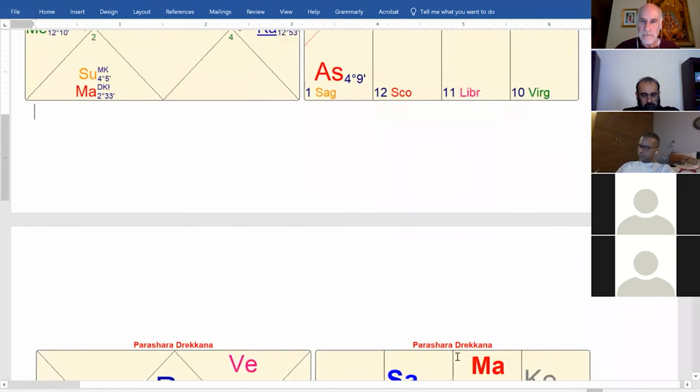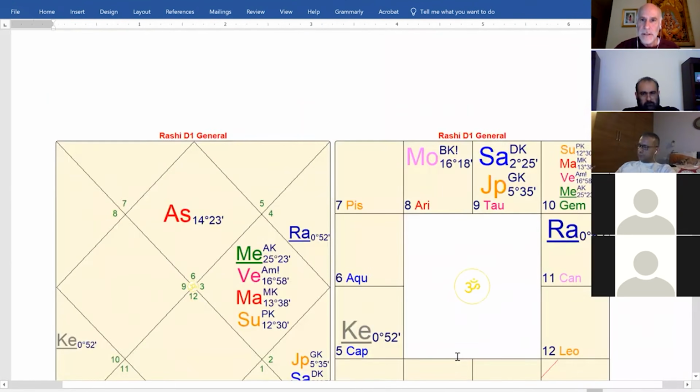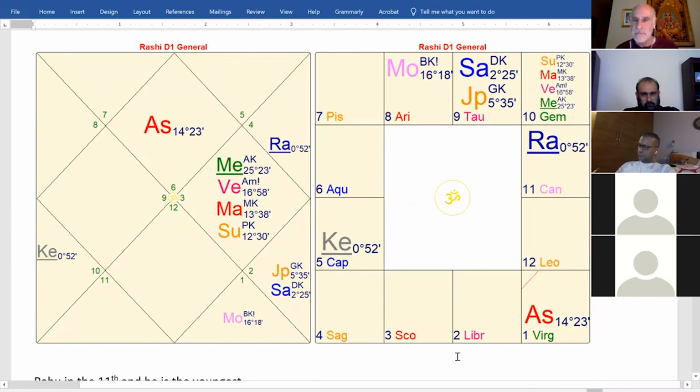Okay. So this is the chart of the younger sibling, my nephew. And we want to look at the transits. Now, everybody remember that the third lord of the third house of the older sibling is Aquarius, because it's Sagittarius Lagna. And the third lord, of course, is Saturn.